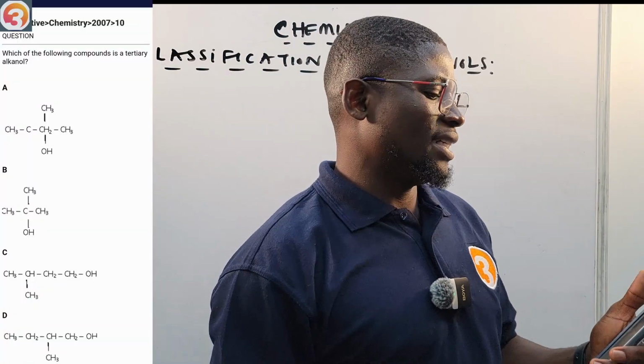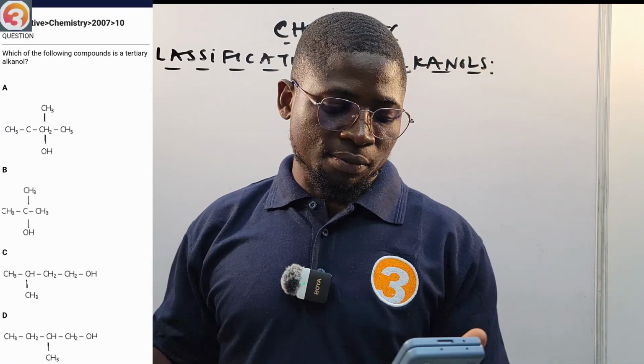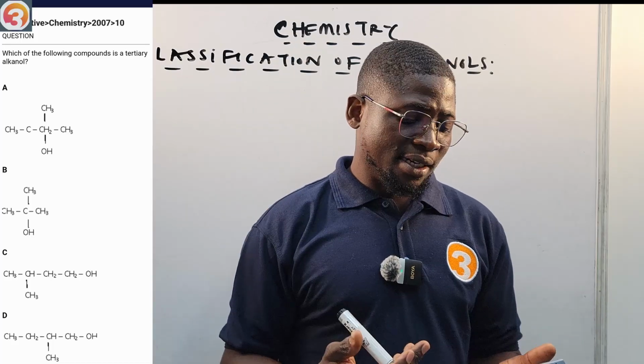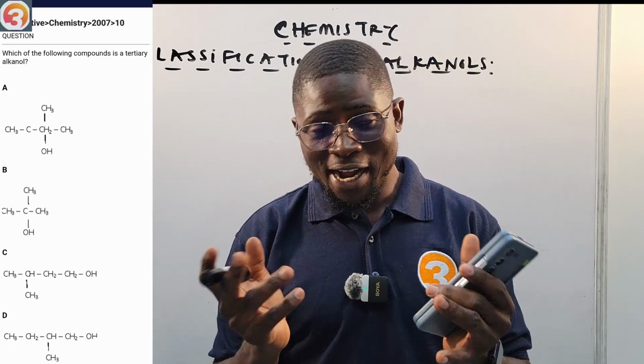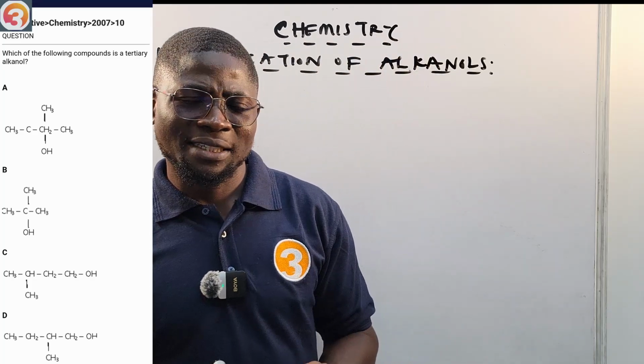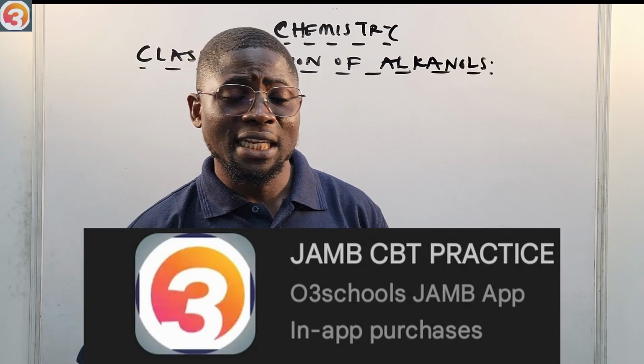Which of the following compounds is a tertiary alkanol? You can see option A, option B, C, and D. It's being displayed on your screen. But we'll come back. If this is like a wine in your eye, you don't understand it, don't worry. We'll come back and answer this at the end of the class, and you'll see that it's as easy as A, B, C.